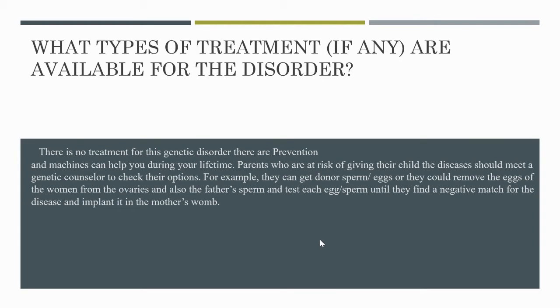There are preventions such as testing the egg or sperm through the ovaries of the woman or the male to see if they have the genetic mutation, in each sperm until they find a negative match. And then they would implant the sperm or egg back into the woman, and the fetus would start to grow, known also as the baby. There are other examples that you could also find on the Mayo Clinic staff website, mayoclinic.com.